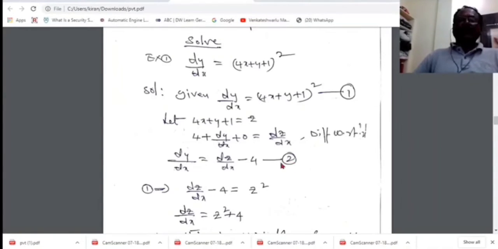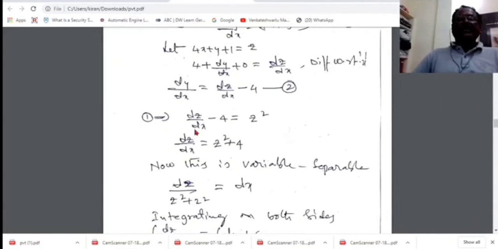Now using equation number 2, substitute 2 in 1, that is 1 implies dz by dx minus 4 equal to z square. Now after simplification, dz by dx is equal to z square plus 4. Now this has two variables x and z. Using this substitution, this is a variable and separable method. Now the variables are z and x.